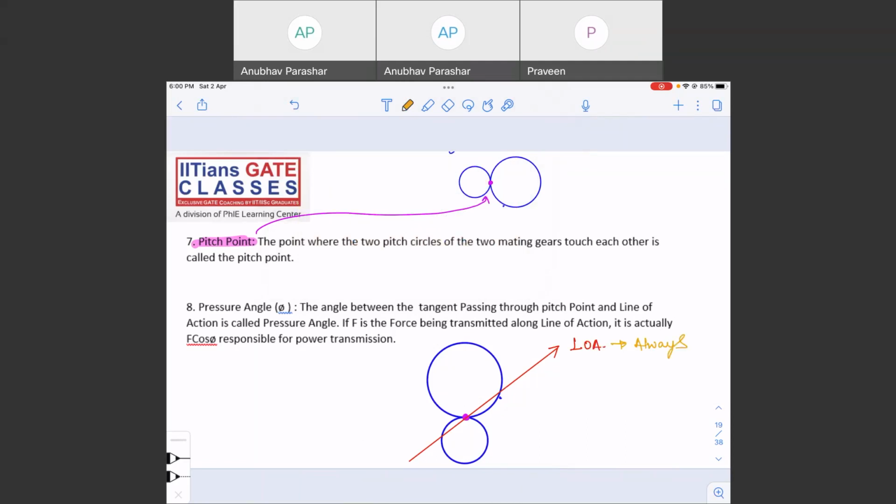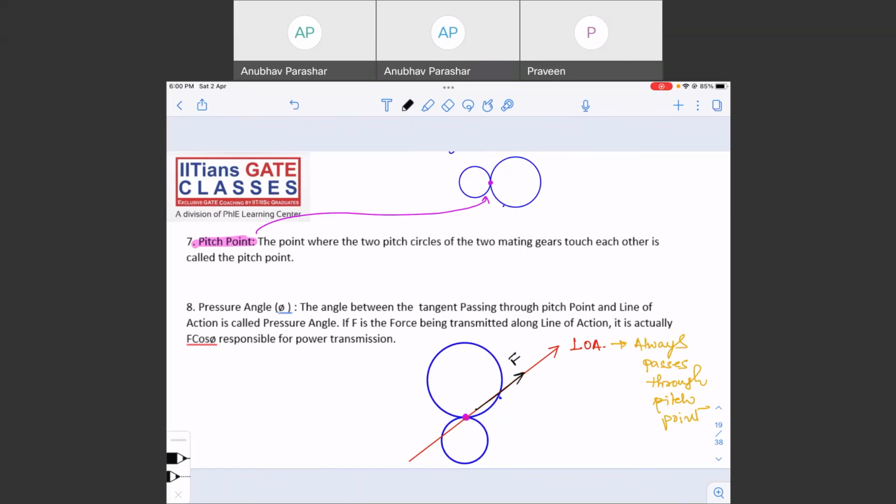This is the law of gearing: the line of action always passes through the pitch point. Now, the line of action means the force. Force is being transmitted along this direction.